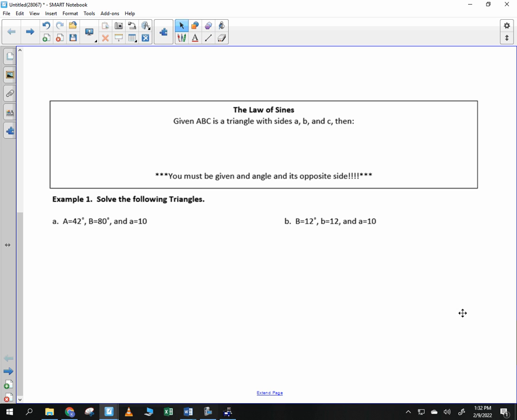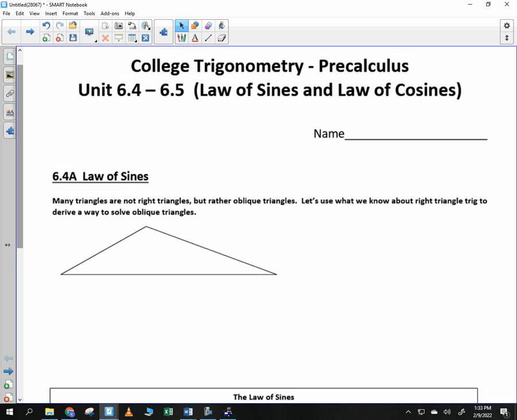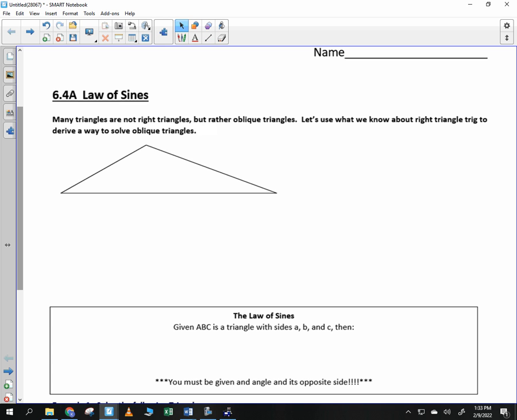We ready? Okay, so this unit is regarding the law of sines and cosines. Beautiful unit. And we start out with a big question, which is: many triangles are not right triangles, but oblique triangles, meaning they don't have a right angle. So do you remember when we did this?